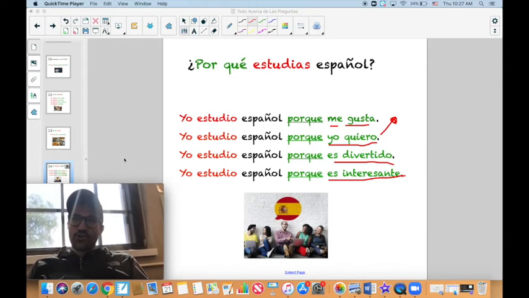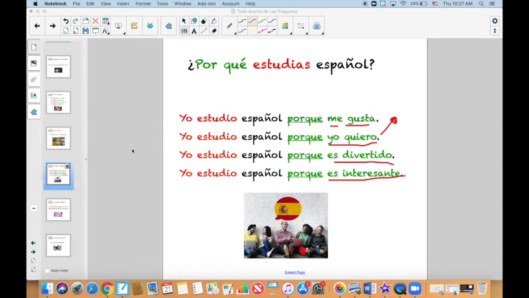Don't be like a 4-year-old and just say, por qué? Because. Why you? Because. Just because. No. I want you to strive for these complete explanations, see?